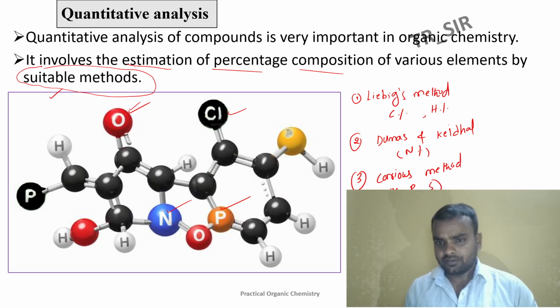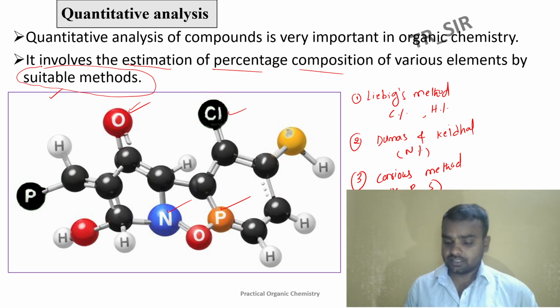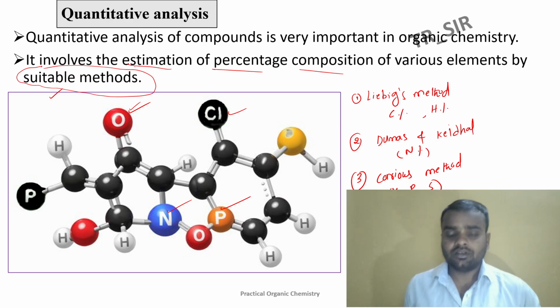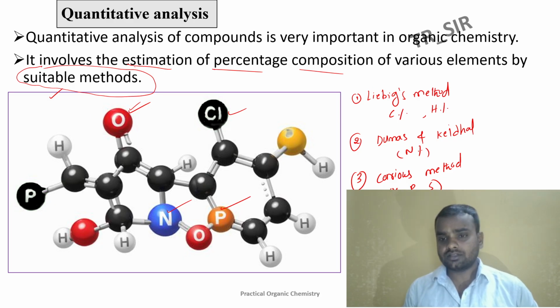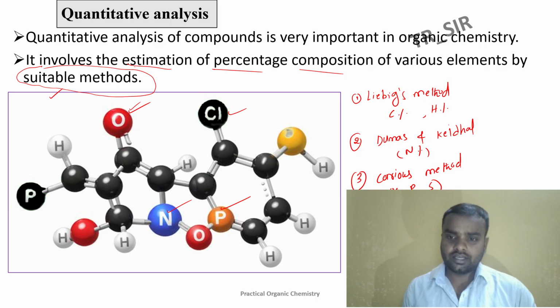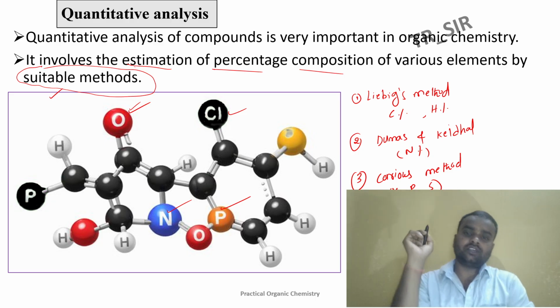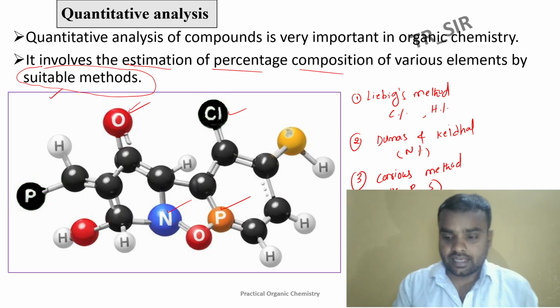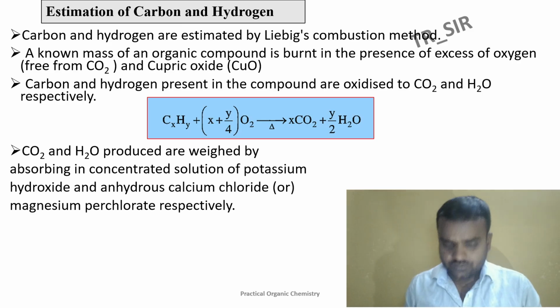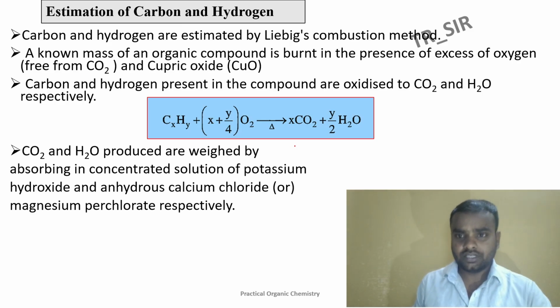If you try to see the oxygen, the percentage calculation of oxygen, there is no direct method, but we can use the Lewis method to find the percentage of oxygen. So these are the methods that we are going to discuss today in this class. First one, Liebig's method.